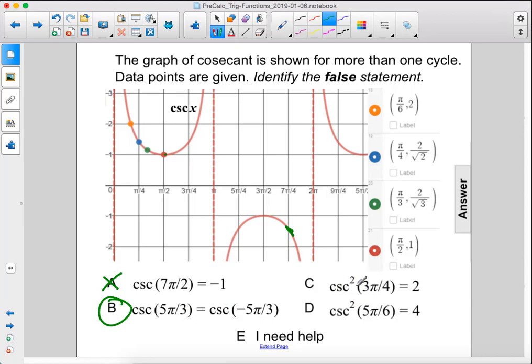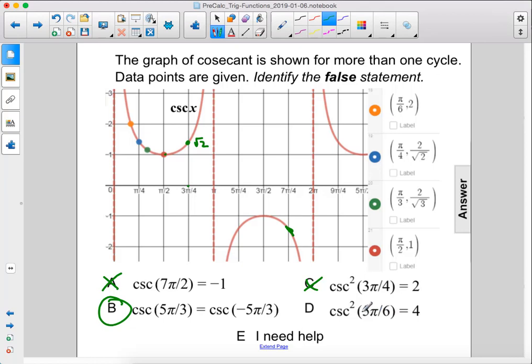Here we have the cosecant squared of 3 pi over 4 equals 2. So 3 pi over 4 is here, and so the cosecant is up there, and that is the square root of 2. So if you square that, it will be 2. So this is true.